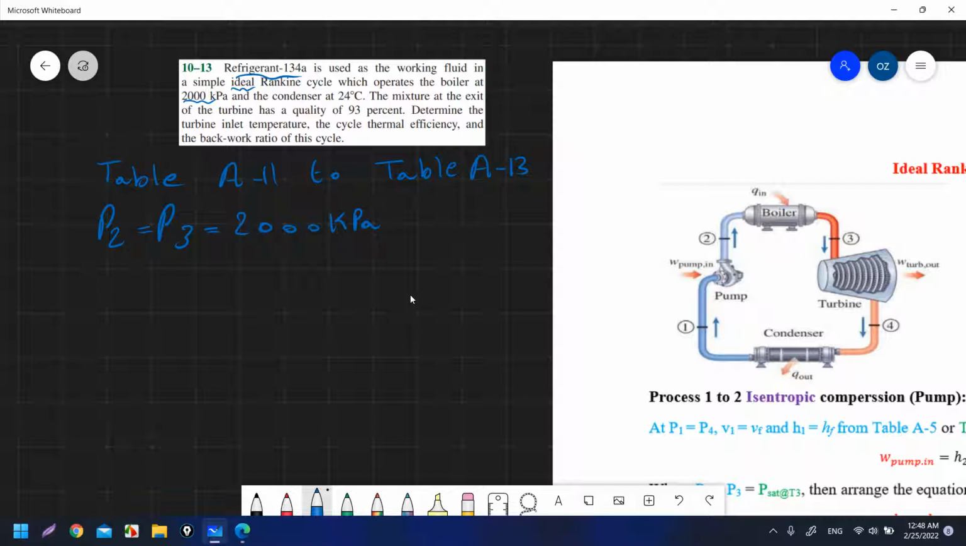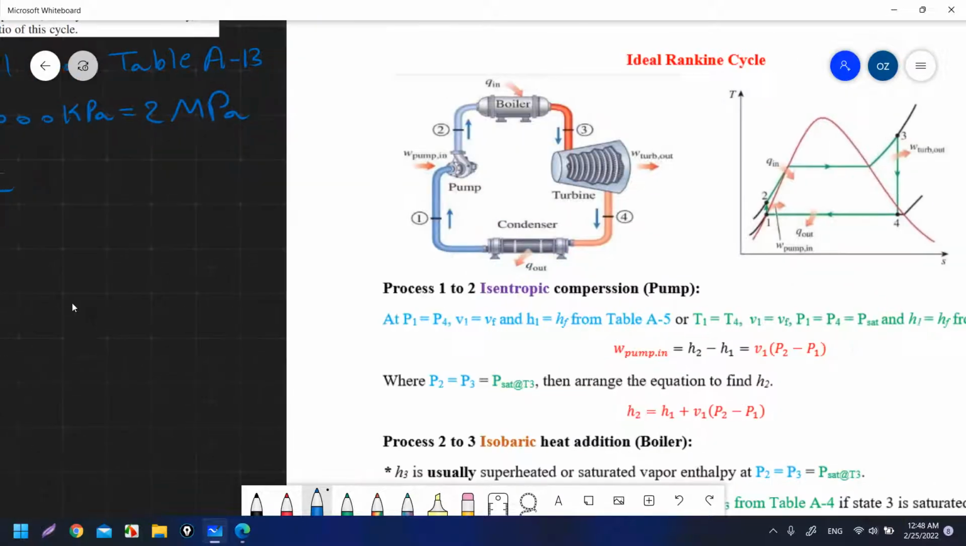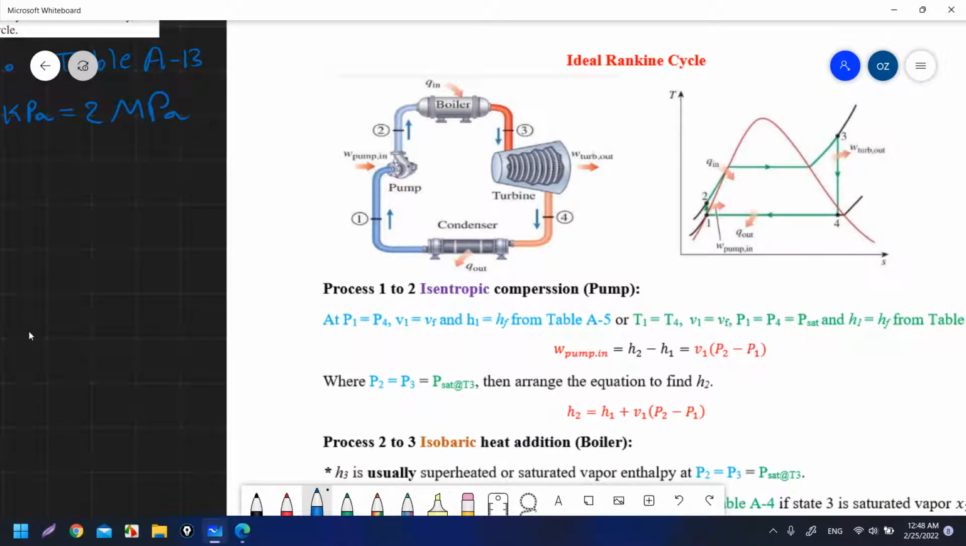Okay, and the condenser, this one is equal to megapascal, and the condenser is at 24 degrees Celsius. So T4, which is equal to T1, is equal to 24 degrees Celsius. As you can see here, the condenser operates between 4 and 1 at the same temperature, T4 equal to T1, equal to Tsat, the saturation temperature, because as you can see, this temperature is inside the dome.